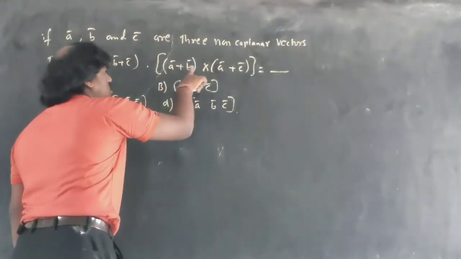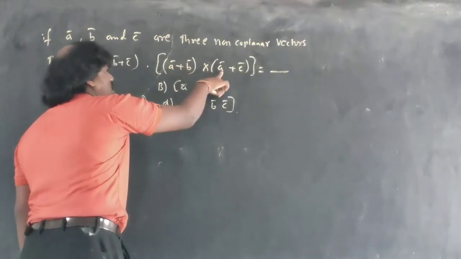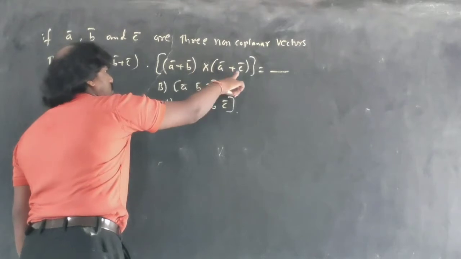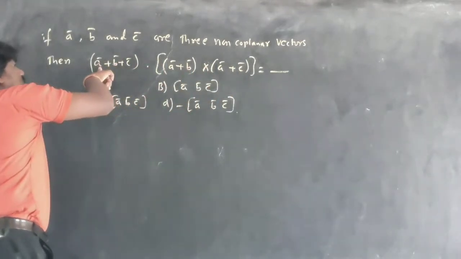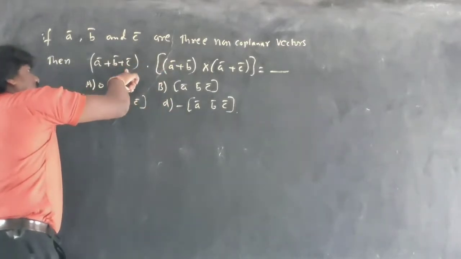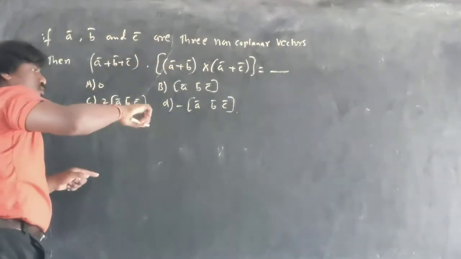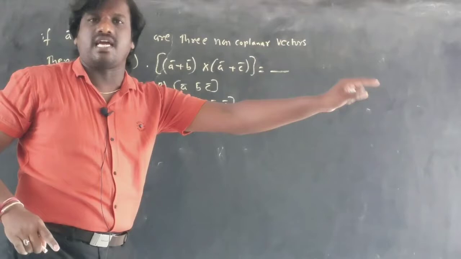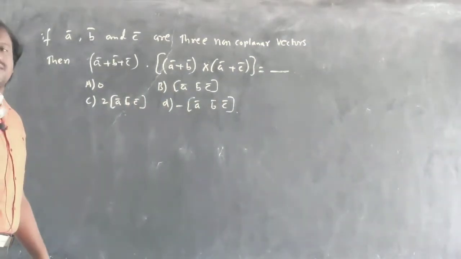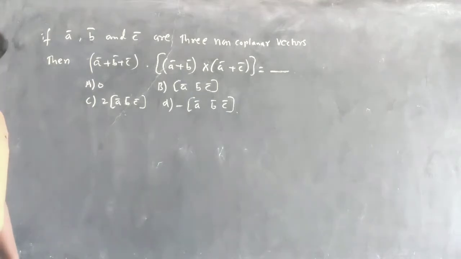You can do the cross of this, like A cross A plus A cross C plus B cross A plus B cross C. Then you can do the dot product with A, with B, with C, and then you get the box. But this will be lengthy, right? This will be lengthy. You can do it this way, but with the help of the previous result I mentioned, it can be done very easily. How? Let us see here.